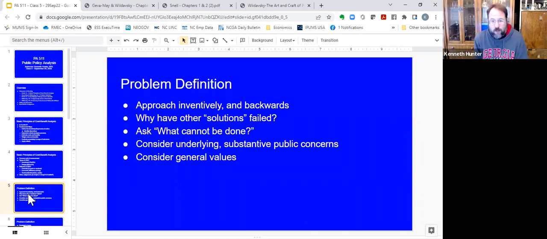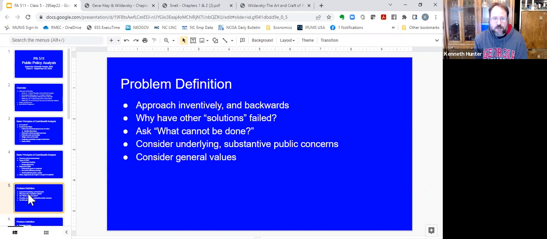More than likely, the reason you're looking at it is because it hasn't been solved yet. So we know what those attempts were. Why did they not work? Why have other solutions failed? That has to be factored into consideration. And then something else, and this is important, particularly something we don't ask ourselves enough: when we're creative, we have to remember that there are limitations. It's important to keep them in mind. So you have to ask yourself, what cannot be done?